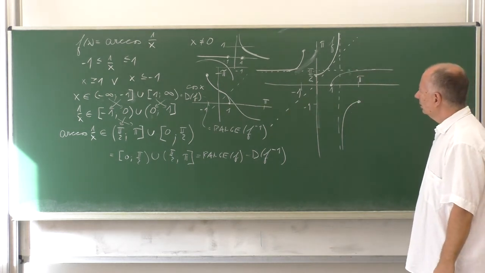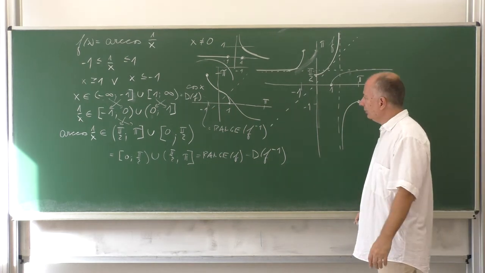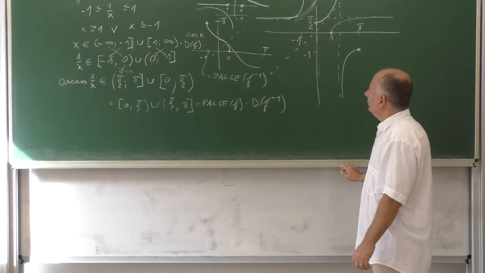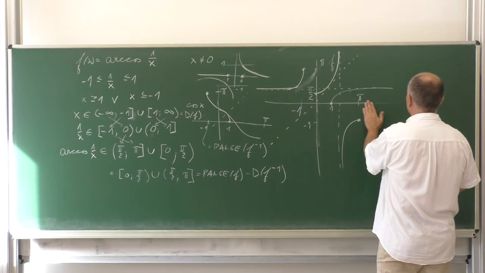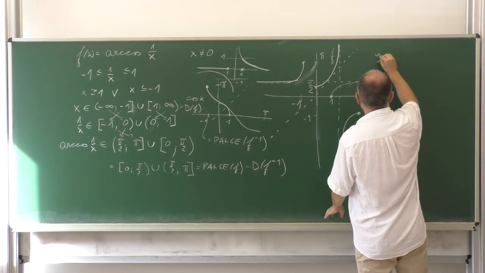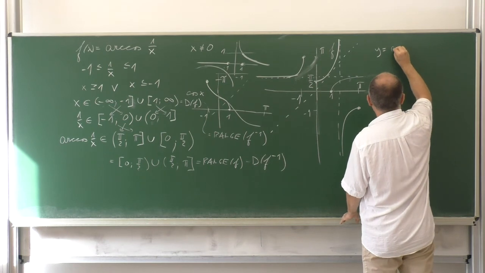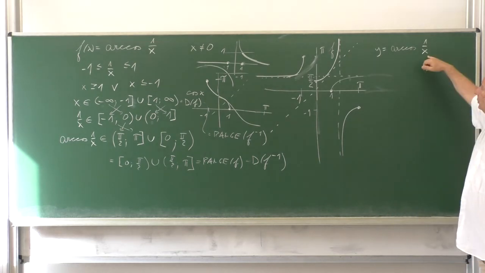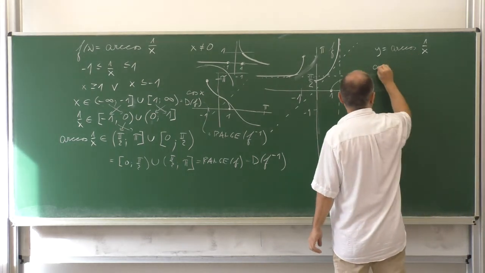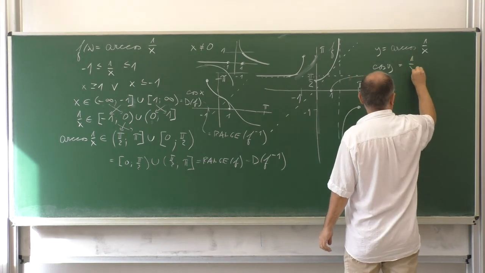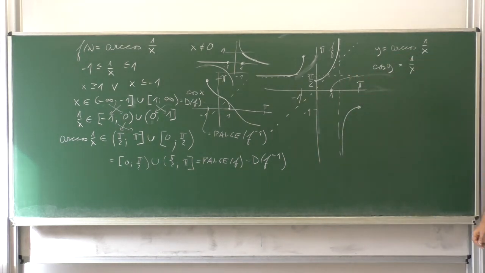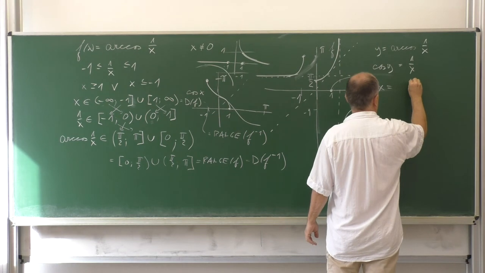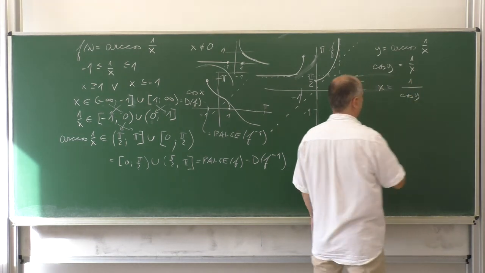Well, actually we have not yet found the inverse. So if we know that the function is injective, it has an inverse, how to find the inverse? If we write the original function y is arc cosine of 1 over x, then we want to find x. We apply cosine to get rid of arc cosine, and we swap left and right. So x is 1 over cosine of y.